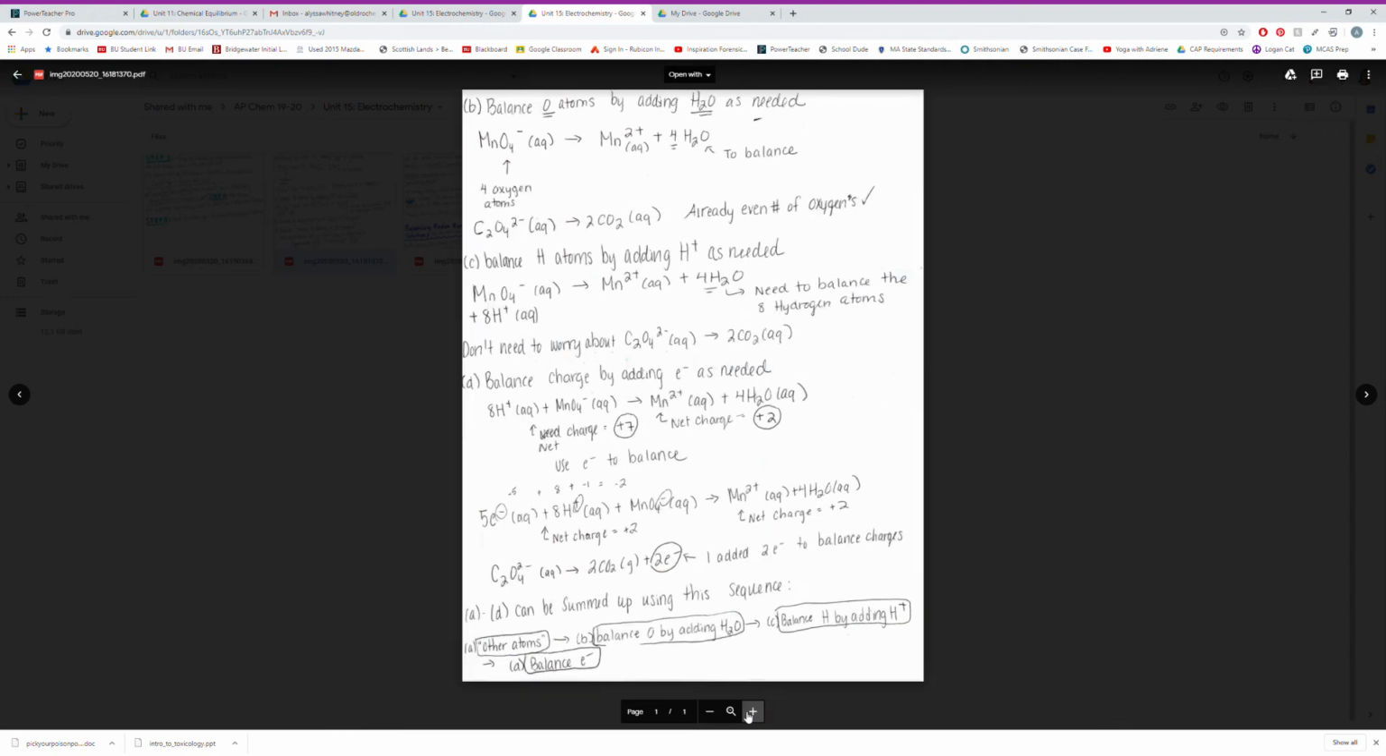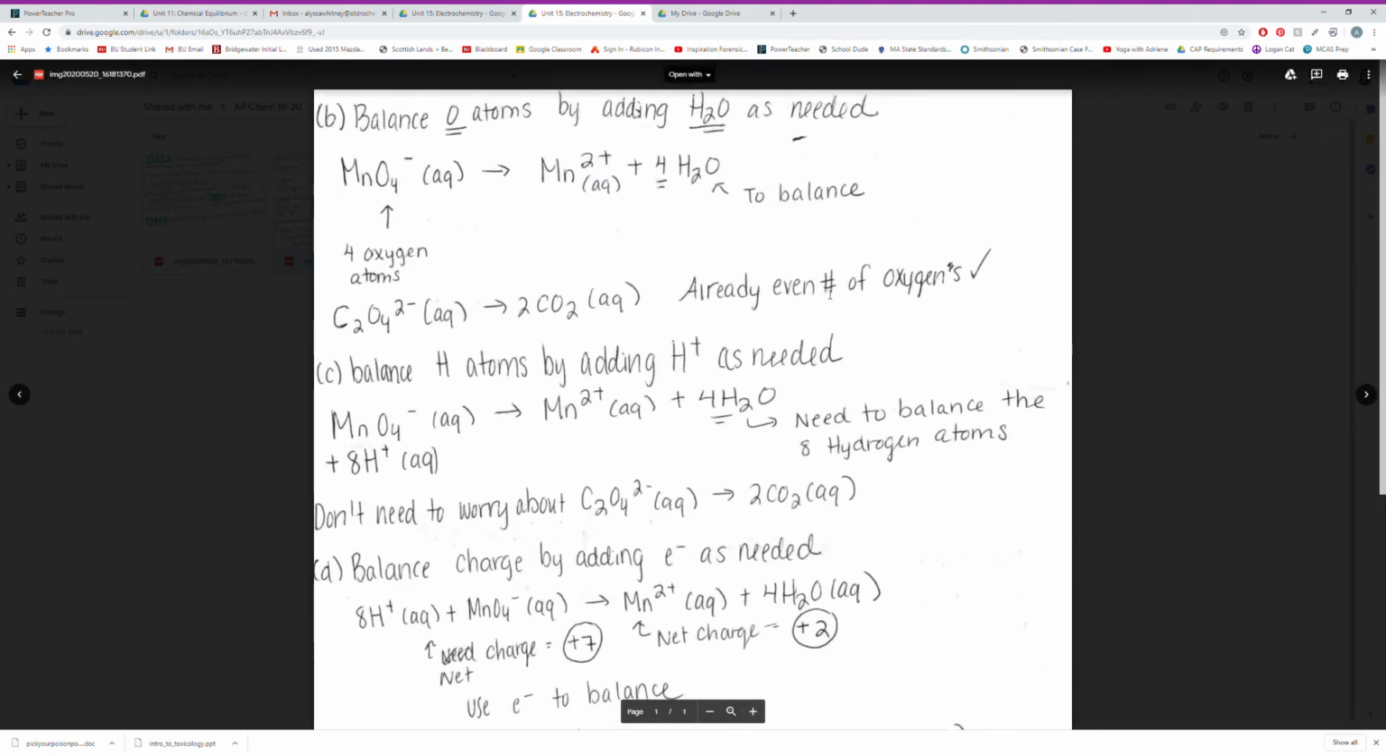But for step 2, part B, we are going to worry about oxygens. We're not worrying about hydrogens yet, but we are going to worry about oxygens. And so we've got MnO4 minus yields Mn2 plus, and this guy has 4 oxygens. For every oxygen atom that we're missing in the products, we're going to add a single water. So that's why we're adding a total of 4 waters to balance. Now I've got 4 oxygens on this side and 4 oxygens on this side. This equation already has the same number of oxygens, so we actually don't need to do anything to it.